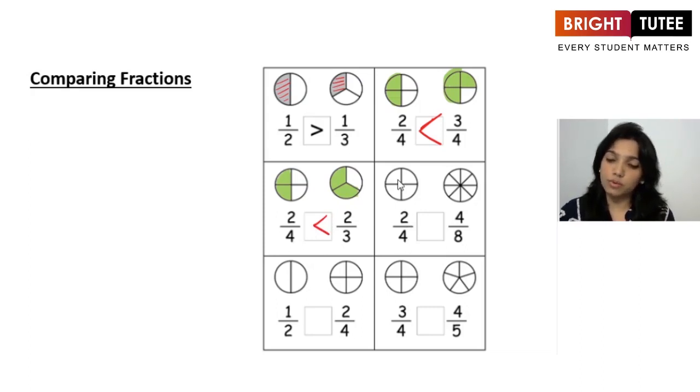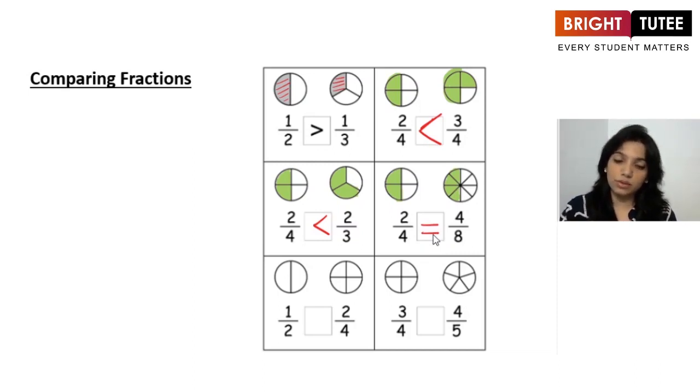Here it is 2 over 4 again. So let's shade 2 parts out of the 4. And here we have got 4 parts out of 8. So 1, 2, 3 and 4. Okay, so what do you notice now? Do you see that here 2 over 4 and 4 over 8, they are basically equal. We are shading just the half in both of these images, right?